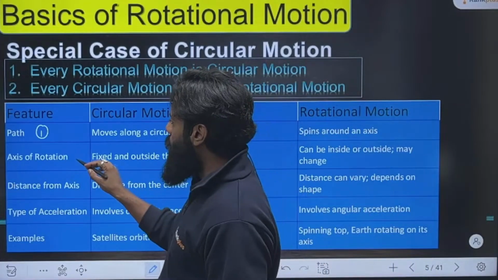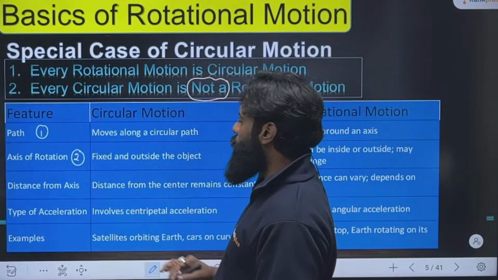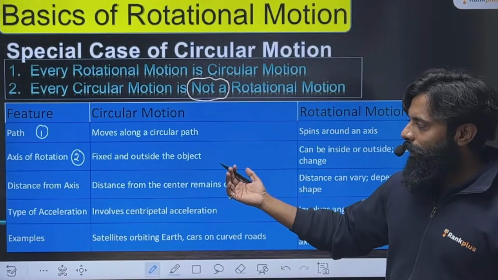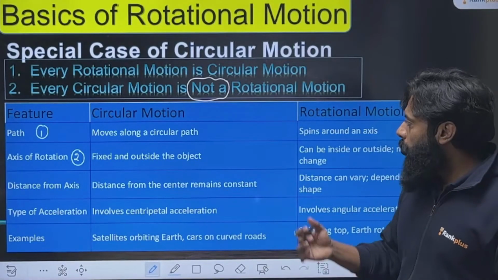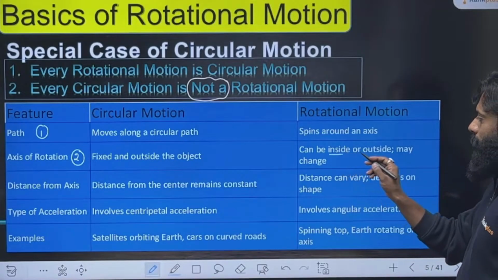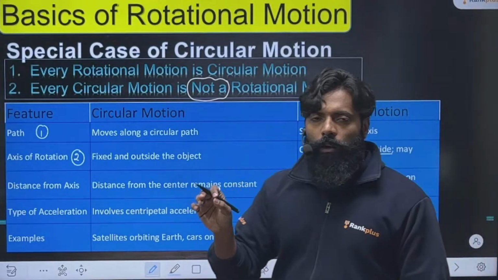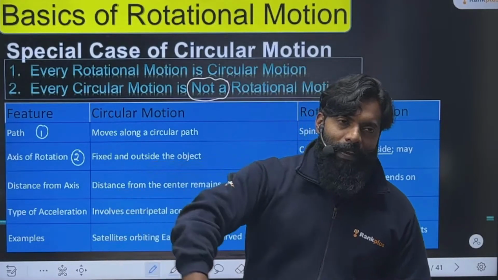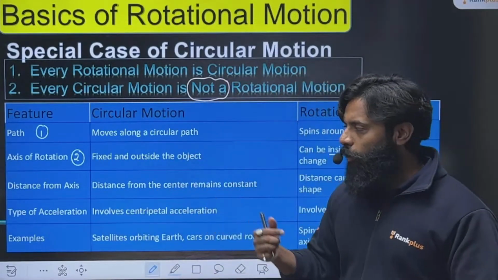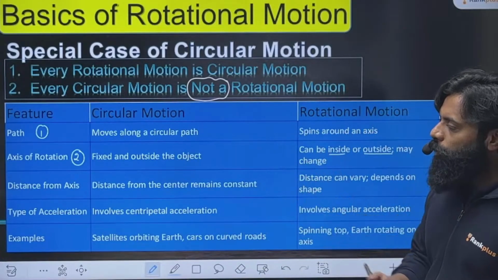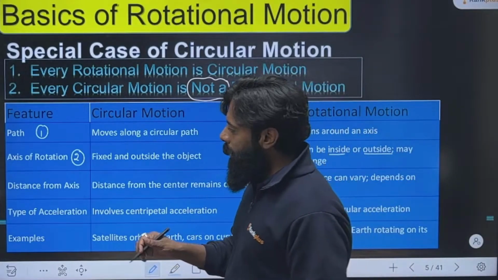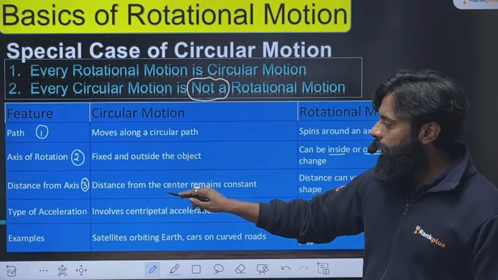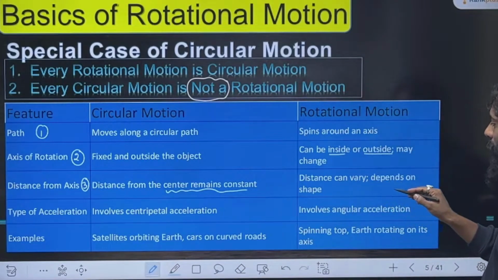Second, if I talk about the axis of rotation, for circular motion it is fixed, and it's outside the object. For rotational motion, it can be inside or outside. Just as we saw in a ball, it is inside the object. And if I make a pendulum out of this ball, then the axis goes outside the ball. Then the third one is the distance from the axis. The distance from the center remains constant here, but here the distance can vary, depending on the shape.